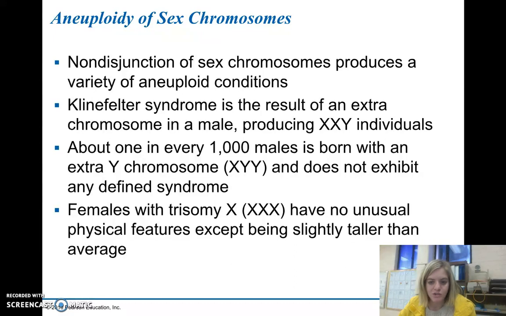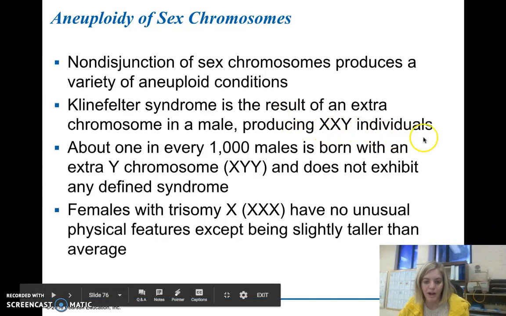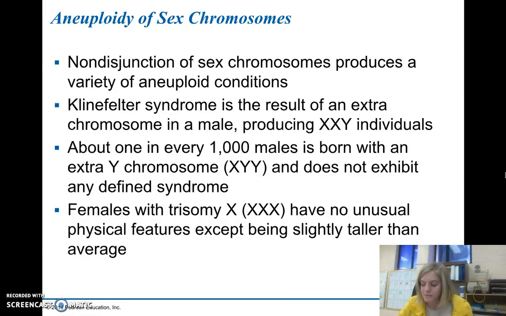So Klinefelter syndrome is the result of an extra chromosome in a male. So they would get, for example, this would be a male with XXY. And these men tend to develop male sex organs, but their testes are very small, and the man is typically sterile. And men with Klinefelter syndrome typically express lower intelligence. About 1 in every 1,000 males is born with an extra Y chromosome, XYY, and we don't observe any physical changes to these men as of yet, so they typically are not characterized with a syndrome.